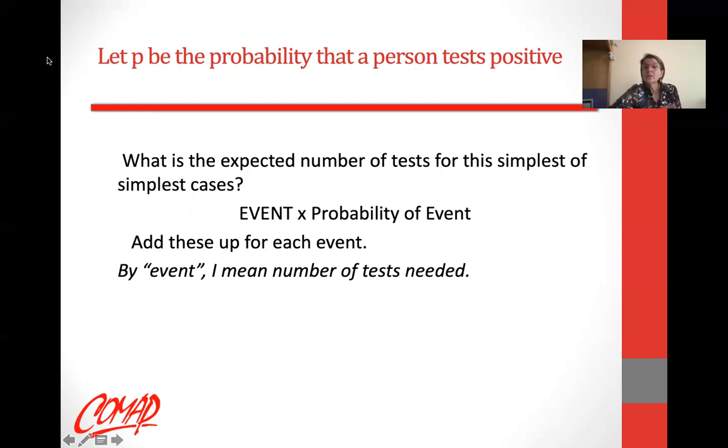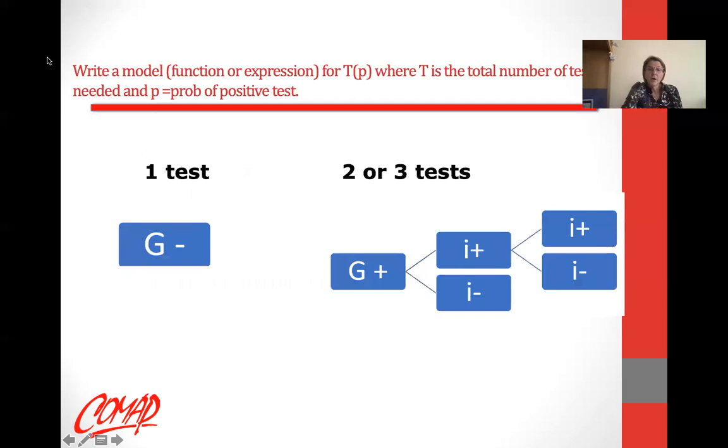So either one test or two tests or three tests, depending again on that sequential testing possibility. And then the probability of each of those occurring. So if you think about our one test, this is our group being negative. This is if we had two or three. If our group was positive and then our first person was positive, then we would have to test again. And we would either get a positive or a negative.